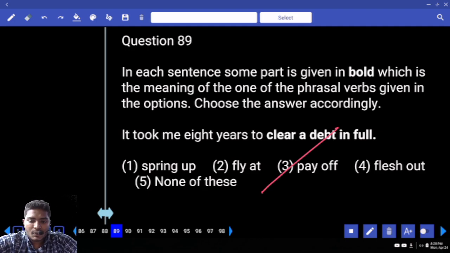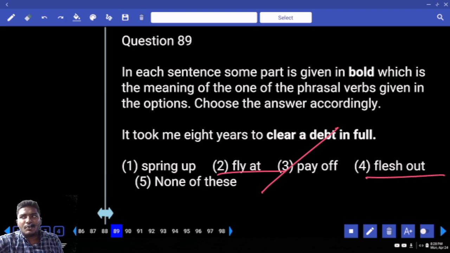Next one. What is the next word here? Fly at. Write down the meaning. Attack. Next, flesh out. Flesh out is used mostly in investigations. Flesh out is to get more information. You already have the information, get more information.